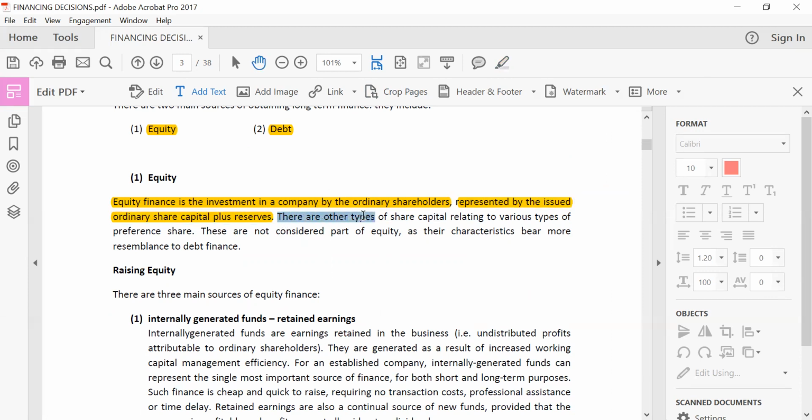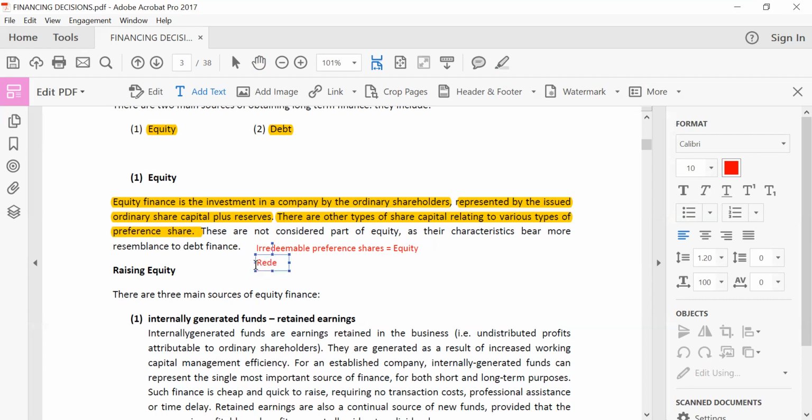There are other types of share capital relating to various types of preference shares. So we can say that a preference share is a form of what? Equity. But here, what type of preference share are we talking about? We are talking about irredeemable preference shares. Irredeemable preference shares are equity. Be very careful. We are not talking about any preference share. We're talking about irredeemable preference shares. It's a form of equity because you're not going to pay back. So it's just in the form of equity.